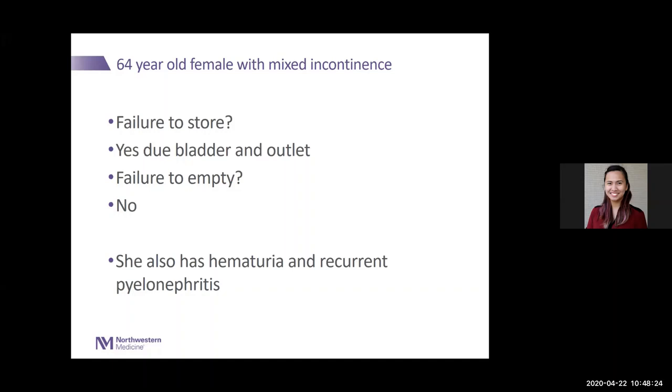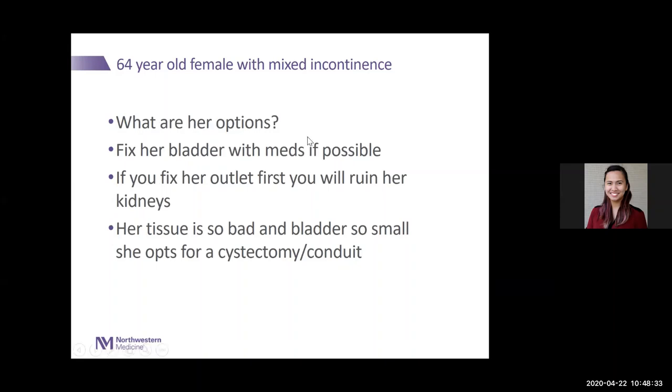And add to that, she also has hematuria and recurrent pyelonephritis. So what are you going to do for this patient? Let's think about it. If you fix her outlet, if you fix her bladder with meds, maybe you can help that compliance. But we know that medications don't help compliance very much. Now, why is her compliance bad? She doesn't have a neurologic issue.